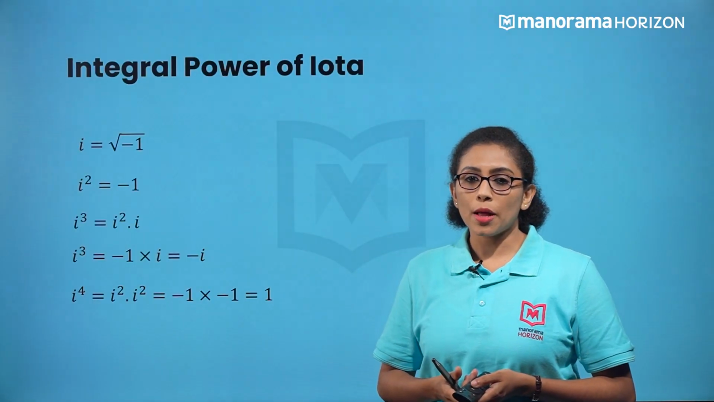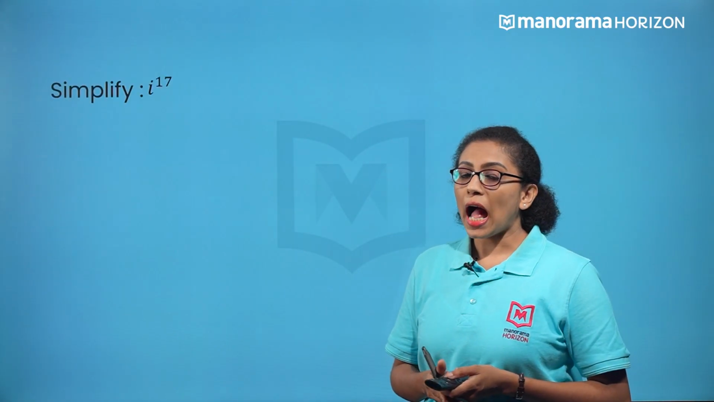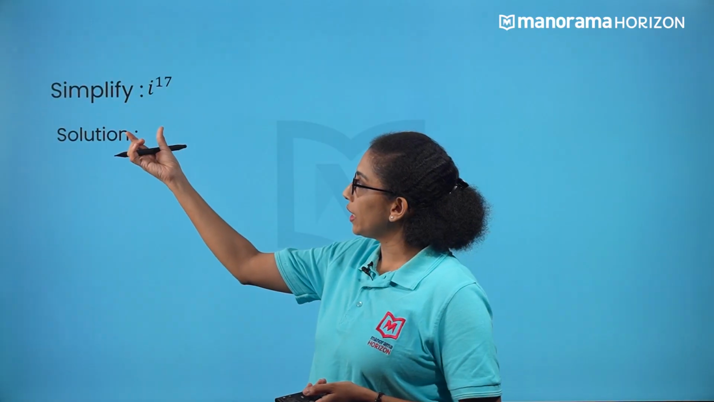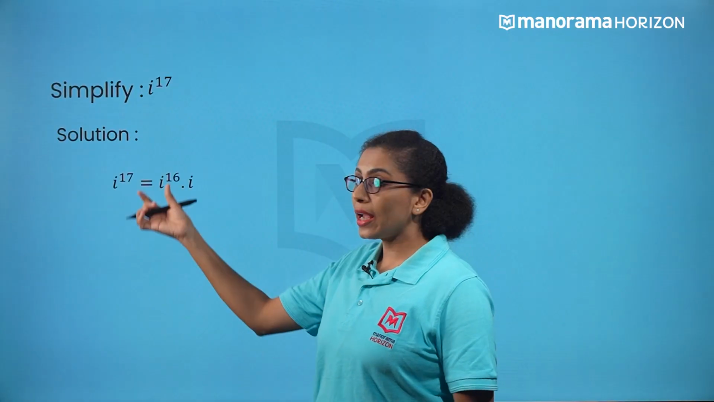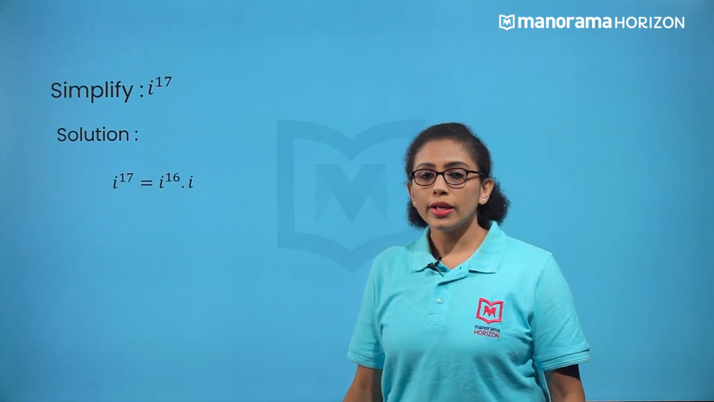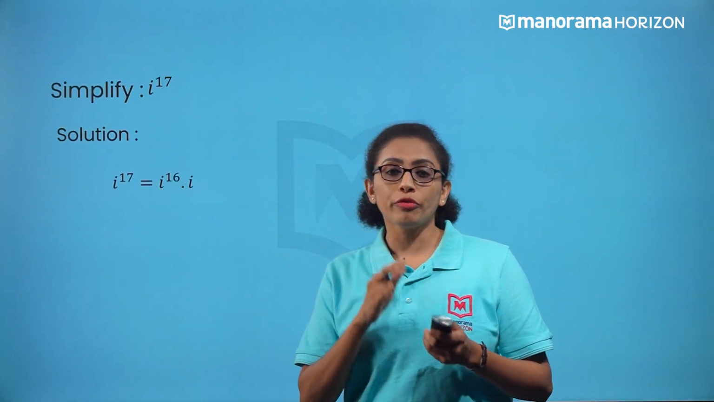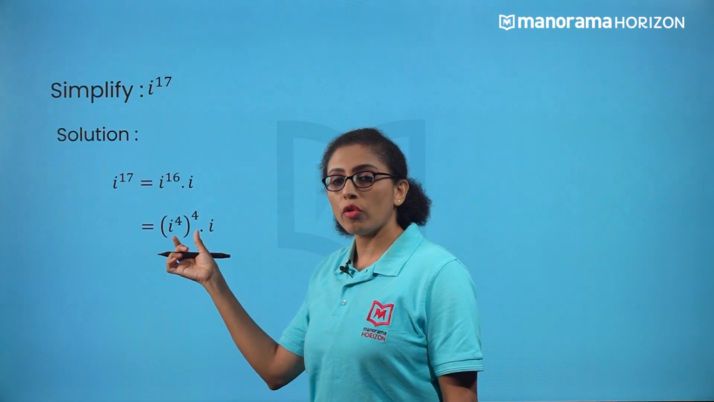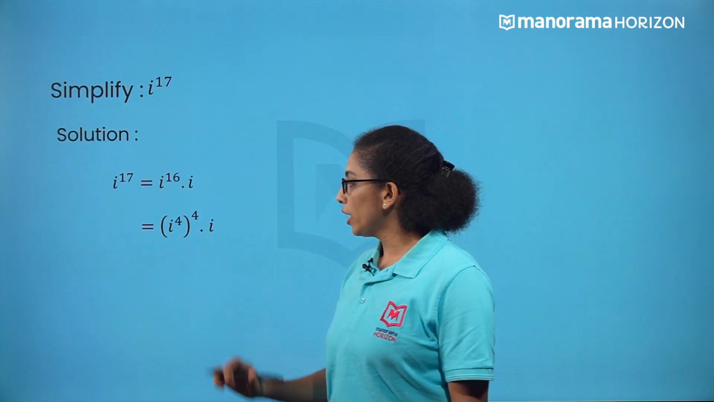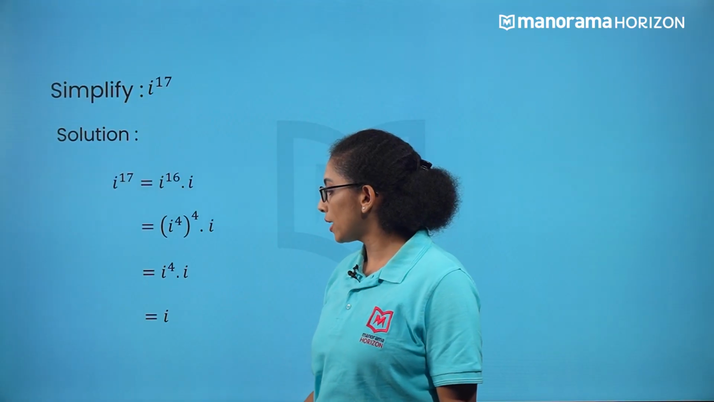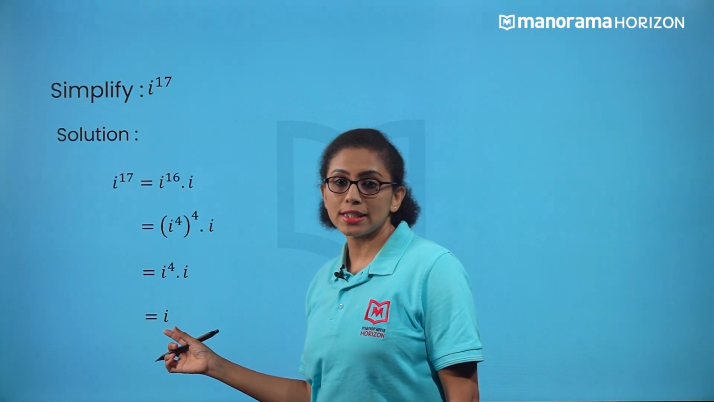Now, let's see some examples. Simplify i raised to 17. How will you solve? Let's see the solution. Now, this i raised to 17 can be written as i raised to 16 plus 1, 17 splitting into 16 plus 1. Now, it is further written in the power of 4 to make our calculation simpler. So, i raised to 16 can be written as i raised to 4 the whole raised to 4, into i. What is i raised to 4? Which is 1. So, we get i raised to 4 into i, that is 1 into i. We get it as i.